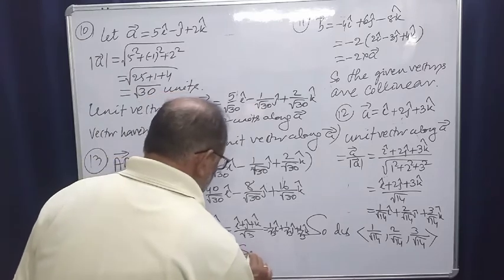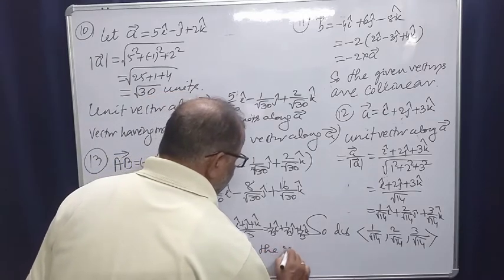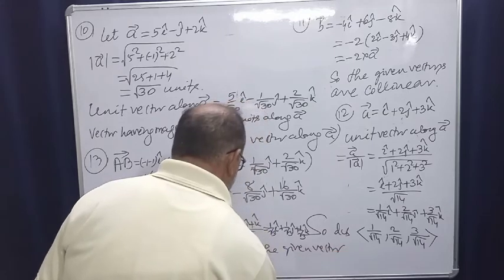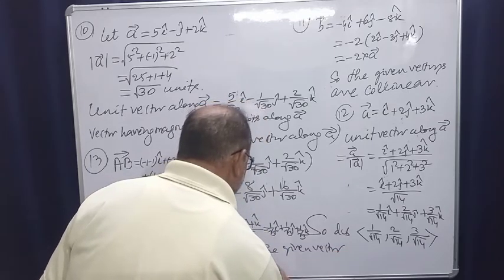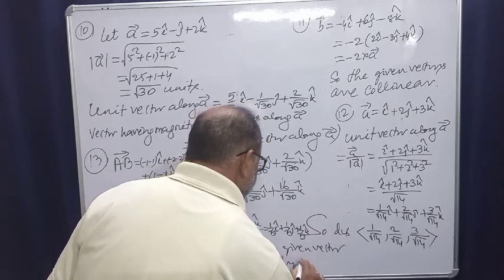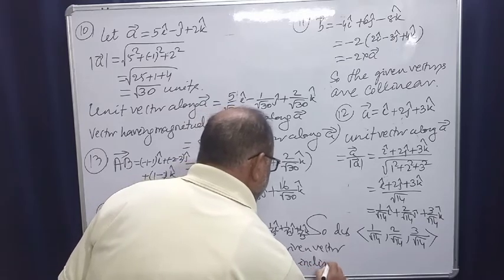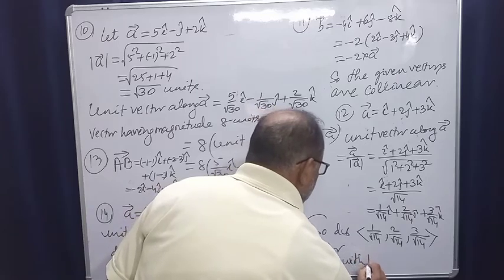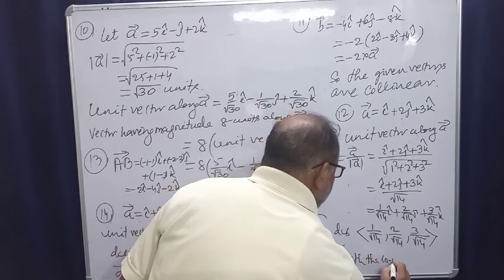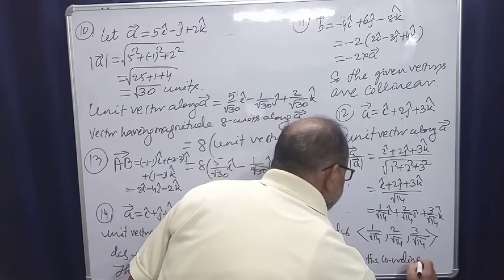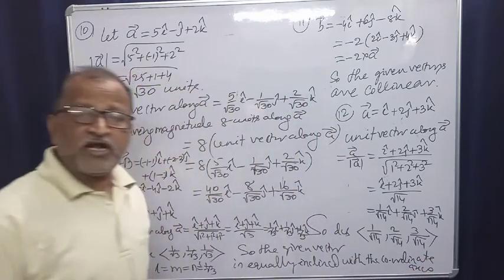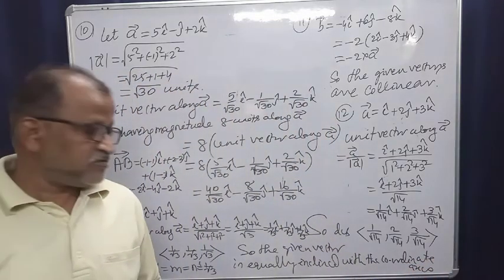So, the given vector is equally inclined with the coordinate axes. With the coordinate axes, right?